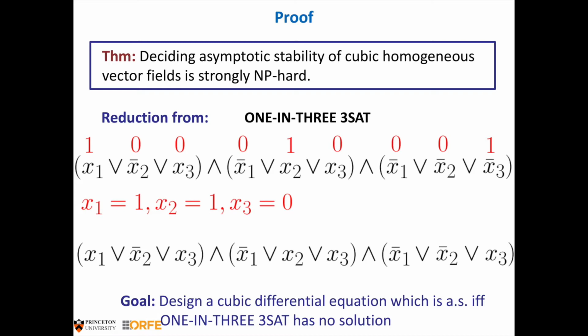In 1-in-3 3-SAT, in each parenthesis, each parenthesis is called a clause, I want to make sure I have exactly one 1 and two 0s. For instance, this example I have here is satisfiable because if I set x1 to 1, x2 to 1, x3 to 0, in every clause I get one 1 and two 0s. Does that make sense? So the answer to this instance is yes, it is a satisfiable instance. Here is another instance, identical except I just remove this negation from here. If you think about it a little bit, this is not satisfiable. If you try all 8 possibilities, none of them would work.